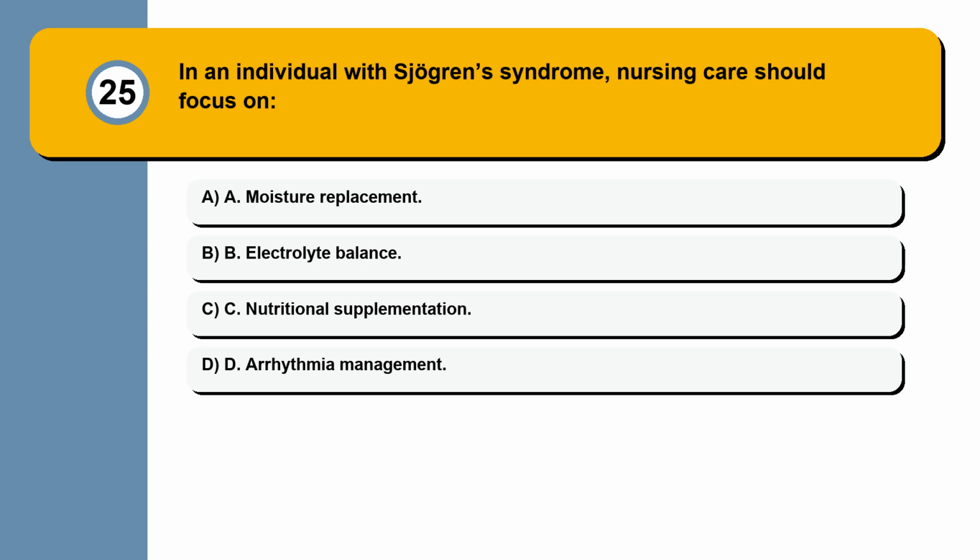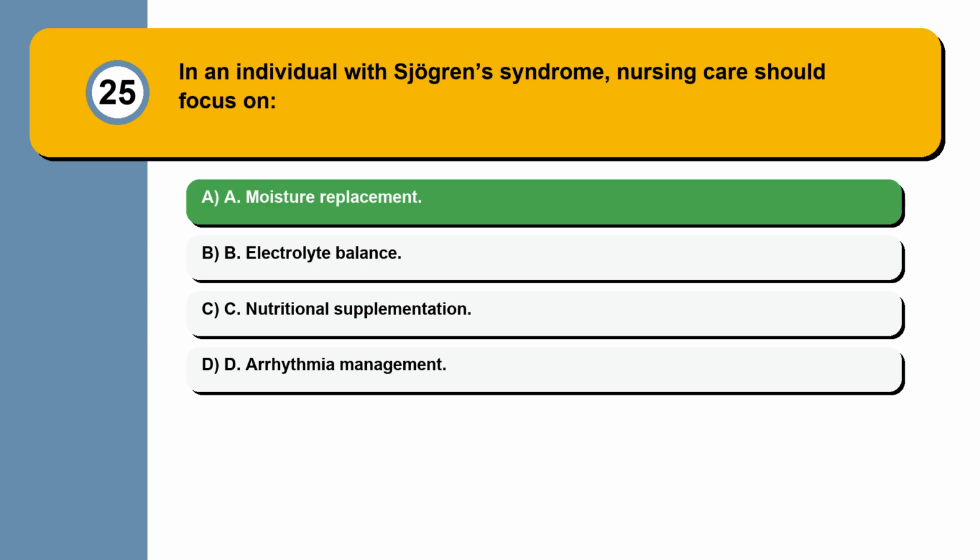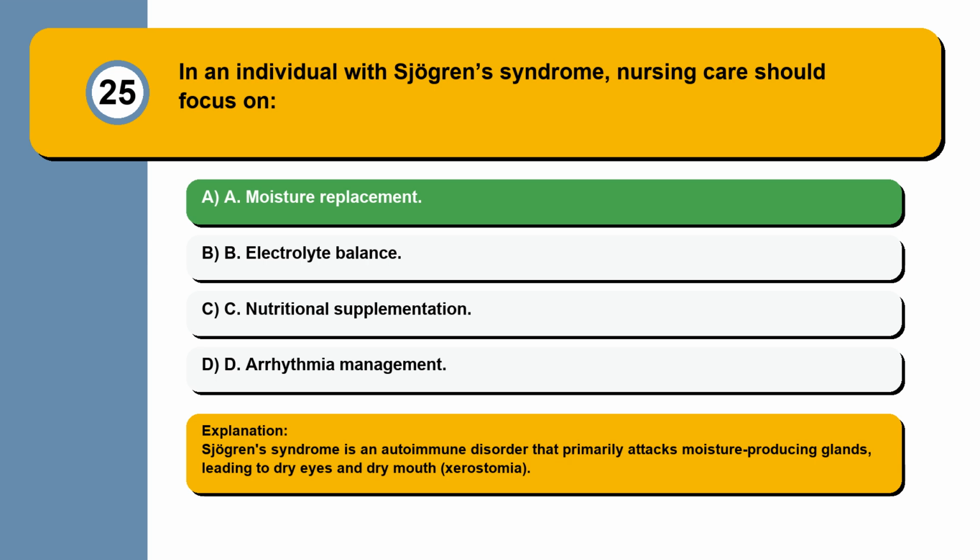Question 25. In an individual with Sjogren's syndrome, nursing care should focus on A. Moisture replacement. B. Electrolyte balance. C. Nutritional supplementation. D. Arrhythmia management. Sjogren's syndrome is an autoimmune disorder that primarily attacks moisture-producing glands, leading to dry eyes and dry mouth, xerostomia.